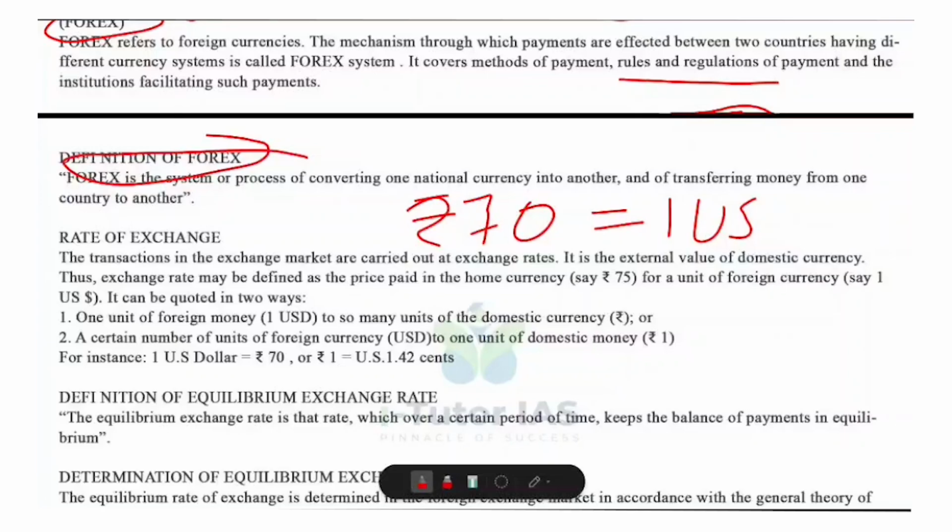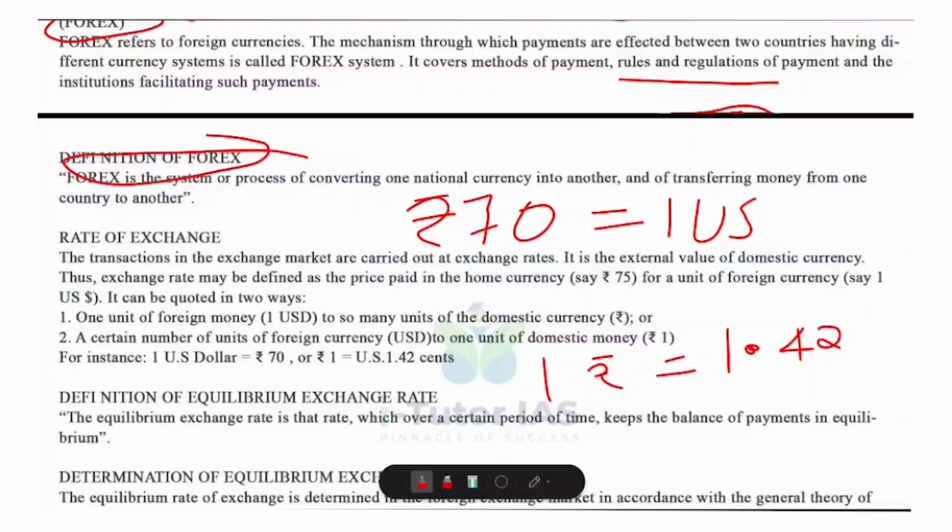Now what does indirect quote mean? Foreign currency per unit of domestic currency. For example, 1 rupee is equal to 1.42 US cents. Here we are seeing how much foreign currency we get for 1 unit of domestic currency.